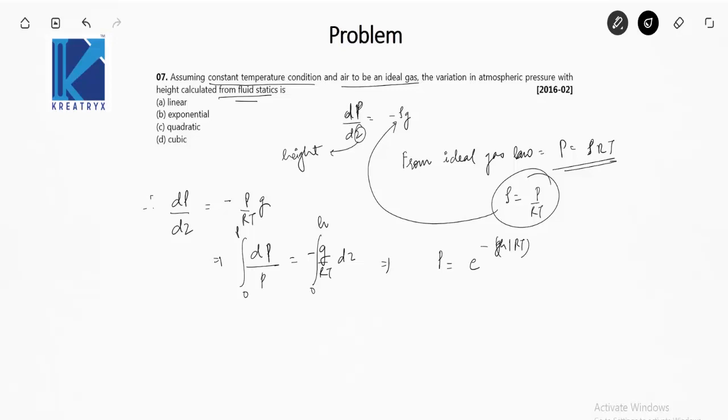So what is the variation? The variation is exponential. So the variation in atmospheric pressure with height is exponential. Next question.